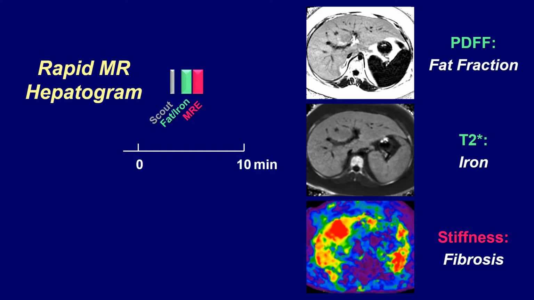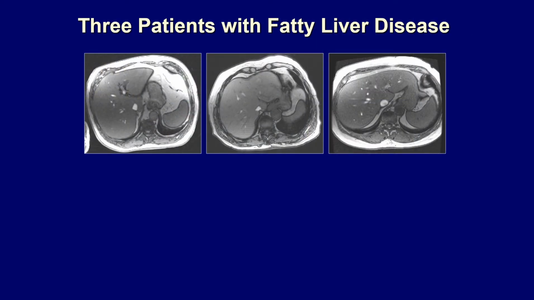We get fat fraction images, an estimate of iron based on T2 star, and MRE for detecting and staging liver fibrosis, all in about 2 to 3 minutes of acquisition time. So here are 3 patients with fatty liver disease. Can you tell by looking at these images if any of these patients is developing advanced fibrosis?